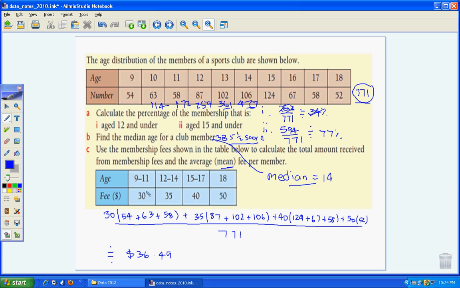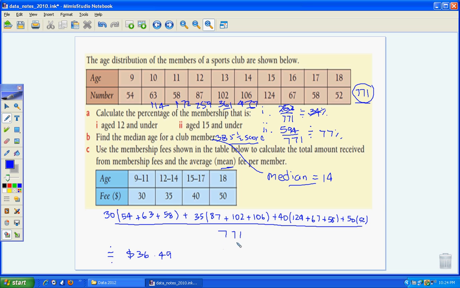Using the membership here and getting the average or mean fee per member. The problem with this one, we've got to get $30 from ages 9, 10, 11. So that's why I've added those columns and put a 30 in there. 35 from 12, 13, 14. $40 from the 15, 16, 17. So there's those ones. And $50 from the 18-year-olds.